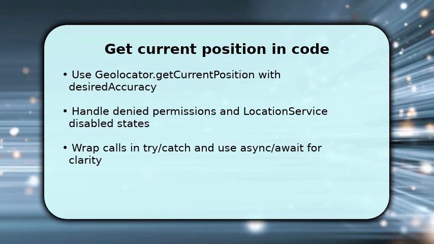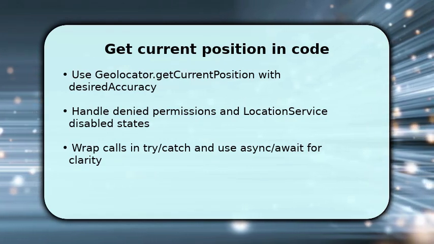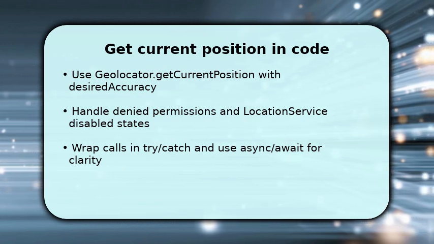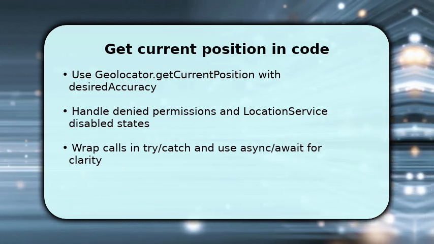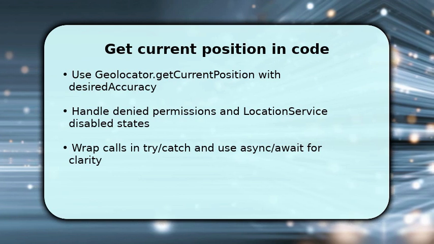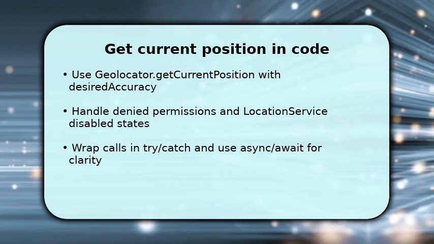Now implement the call: await Geolocator.getCurrentPosition with desiredAccuracy LocationAccuracy.high to obtain latitude and longitude. You do this inside an async function and handle permission status. If denied, call request and recheck.